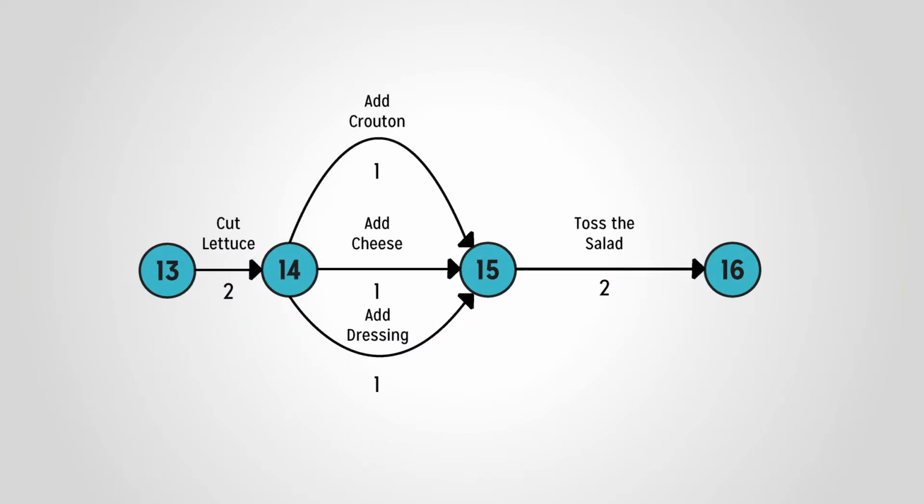Let's now get our salad PERT chart. This PERT chart demonstrates how there are sometimes tasks that are independent of order, but all must be completed before advancing to the next step. In this case, adding the croutons, cheese, and dressing are all independent of order, but must all be completed before you toss the salad. Let's now combine our PERT chart to make one chart for the entire project.